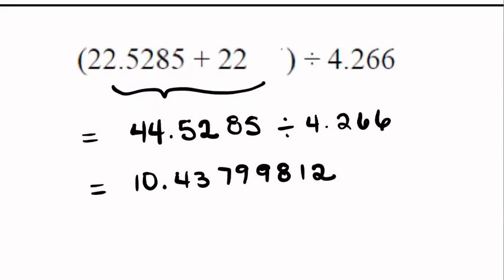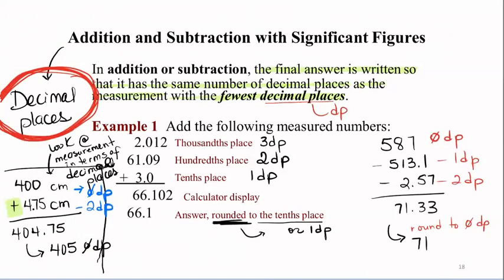Now, if I'm coming out of the parentheses, let's put in the chat: what do I look at? Sig figs or decimal places? Out of the parentheses. If I'm adding, let me just go back to the slide. Addition and subtraction, do I look at sig figs or decimal places? It's right there on the slides.